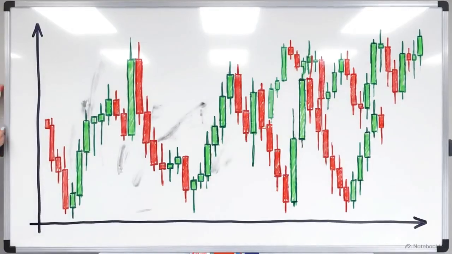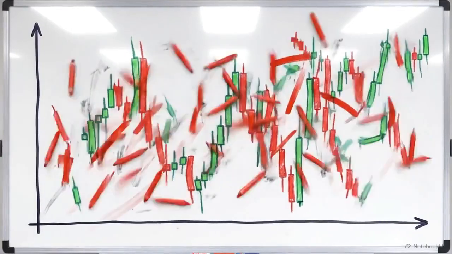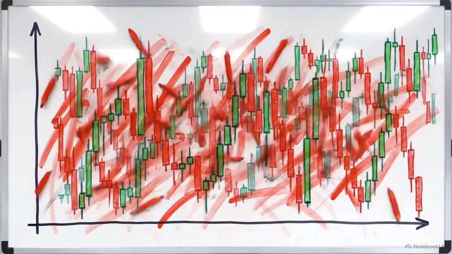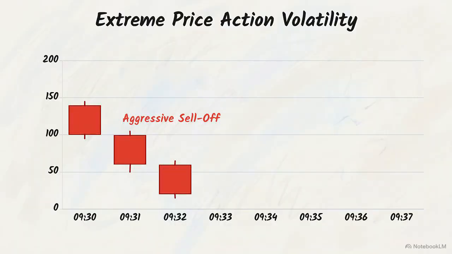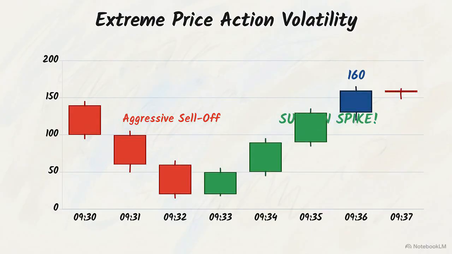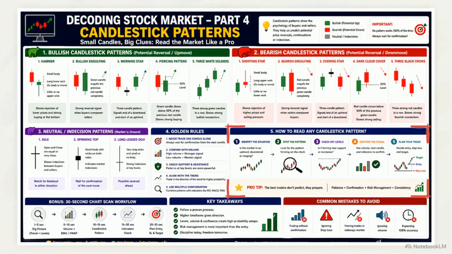Look at a raw stock chart during a volatile session, and it feels like trying to read an untranslated foreign language. Red and green candles flash, prices spike, and the noise is overwhelming. We can translate that noise using an objective framework. This is the 30-second chart scan, a visual checklist designed to help you plan high-probability trades.